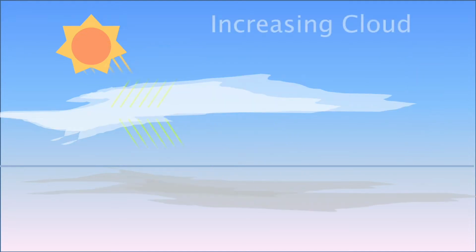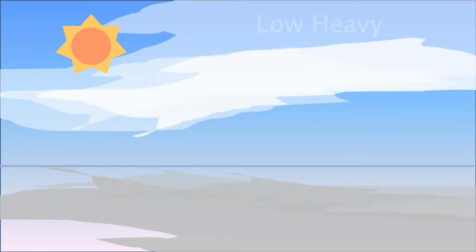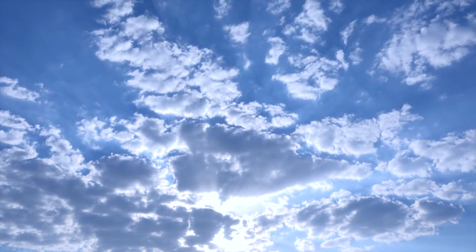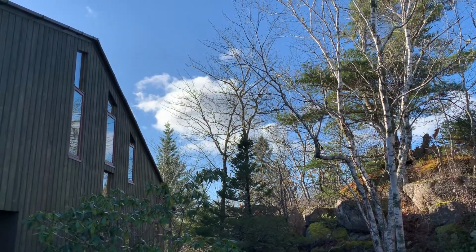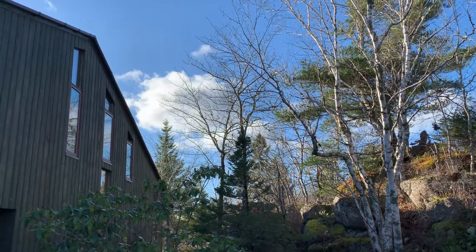As the clouds get heavier, less of the sun's radiation passes through to the Earth's surface. Low, heavy clouds reflect most of the incoming radiation back into space. They also trap and reflect back infrared radiation coming up from the Earth's surface. This has an overall cooling effect. On balance, clouds have a cooling effect on the Earth's atmosphere.